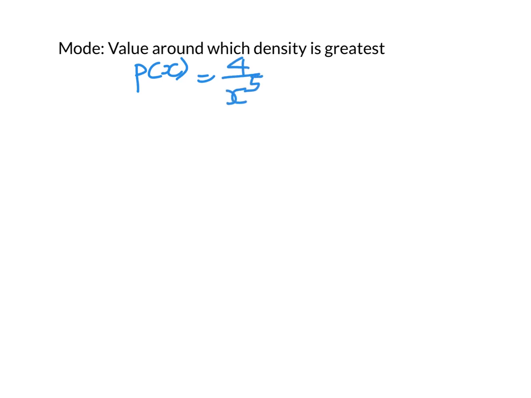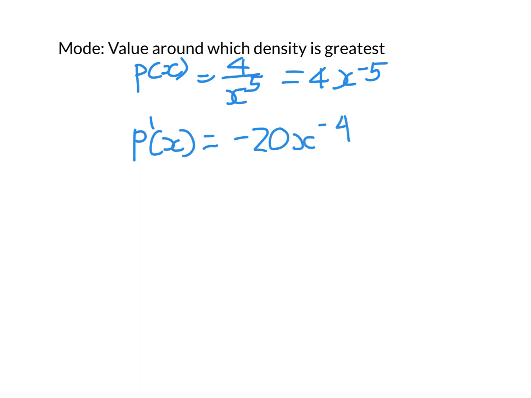Now, if we want to find a local minimum or maximum, we know we can just differentiate this. So again, this is 4x to the minus 5. If I differentiate this, I get negative 20x to the minus 6. The problem is that this can never equal 0. You can't have 0 to the power of something negative. So how then do we find the maximum or minimum value of the function?